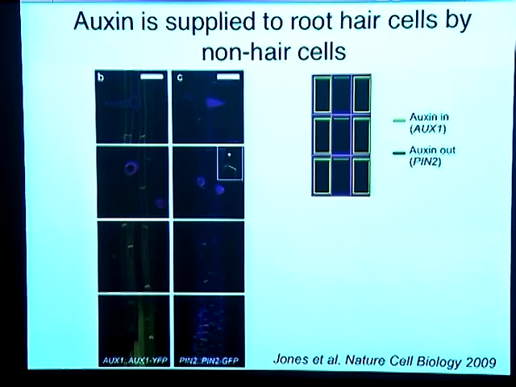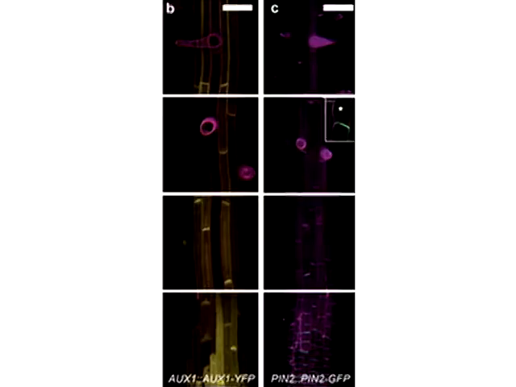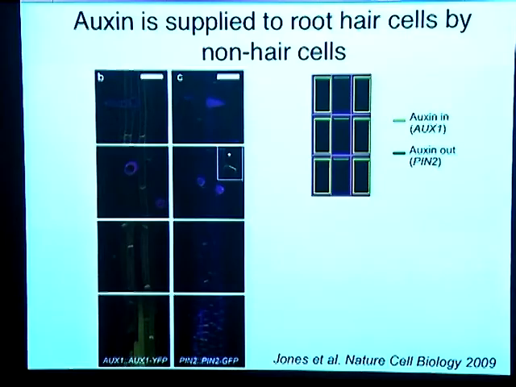That had been published before, but what hadn't been seen before was that AUX1, the influx carrier, is actually localized all around the non-hair cells, but is not in the hair cells. So this was a big surprise, because I showed you earlier you need an auxin response to get hairs at all, so you'd expect the hair cells to want to see an auxin signal, and yet they're not influxing auxin. They're allowing the cells next door to do that.